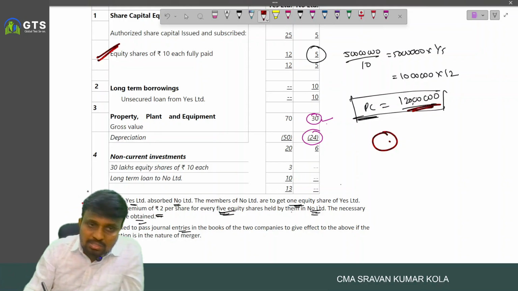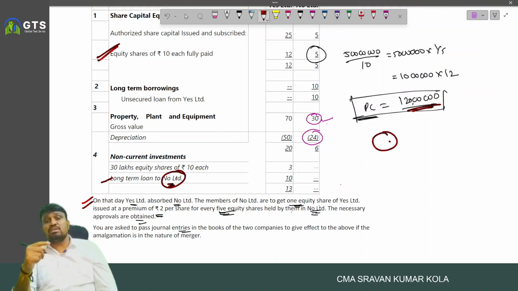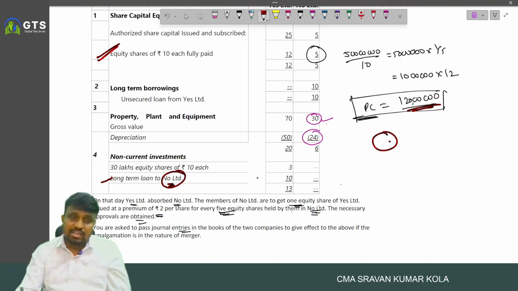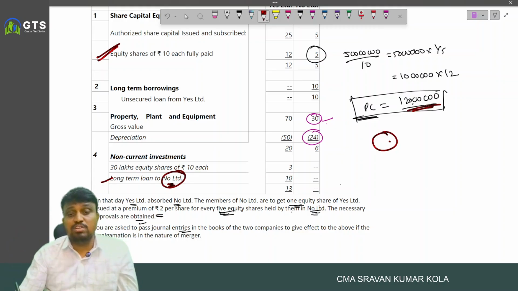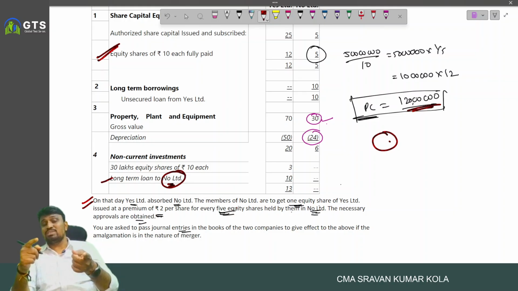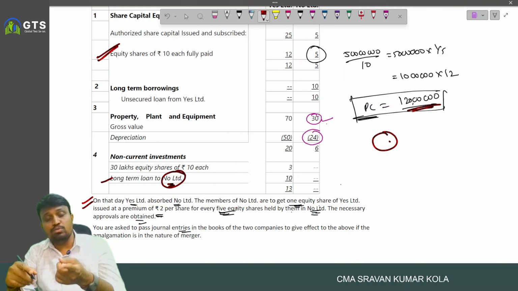Okay, and coming to the long term loan to No Limited, remember this intercorporate owings or stock reserve, these treatments we have to consider in the books of transferee, not in the books of transferor at all. And also we have to write the entries in the books of S Limited. S Limited is the transferee company. In the books of transferee, what are the entries to be recorded?